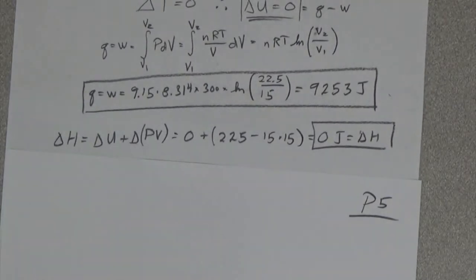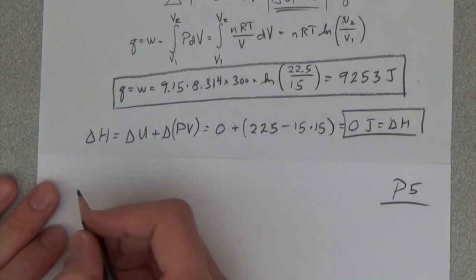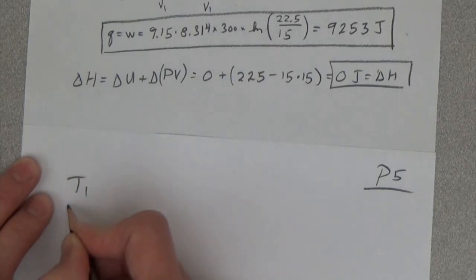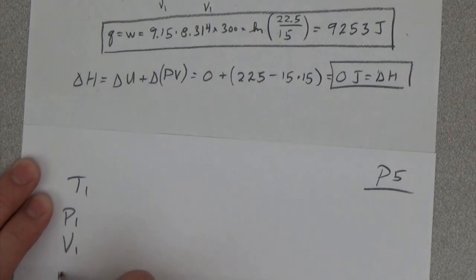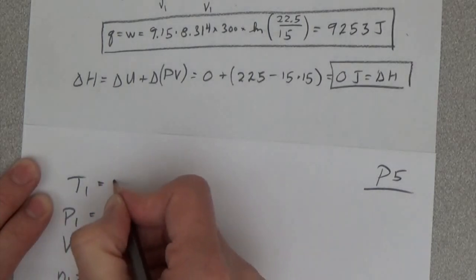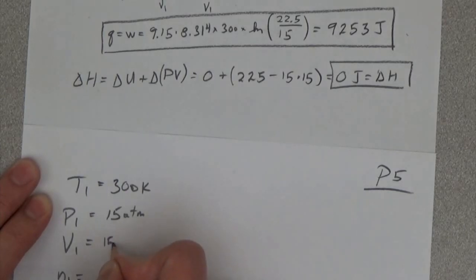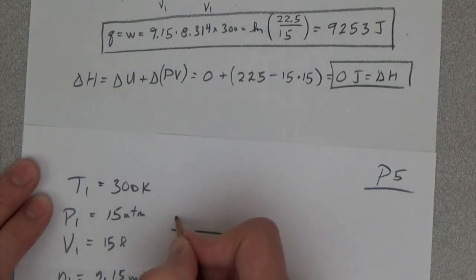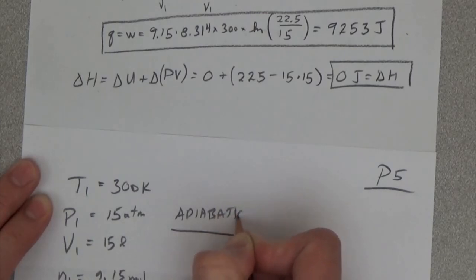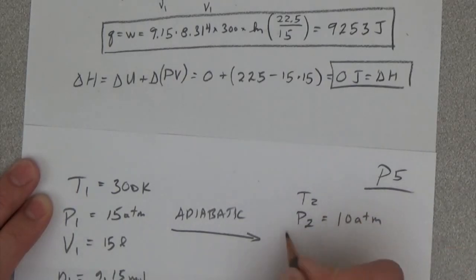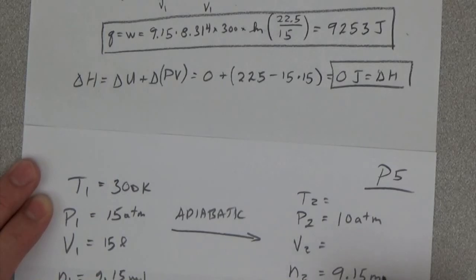Part B is a reversible adiabatic expansion. So I have T1, P1, V1, N1: 300 K, 15 atmosphere, 15 liter, 9.15 mole, going adiabatically to T2, P2 is equal to 10 atmospheres, V2, and N2 is equal to 9.15 mole.